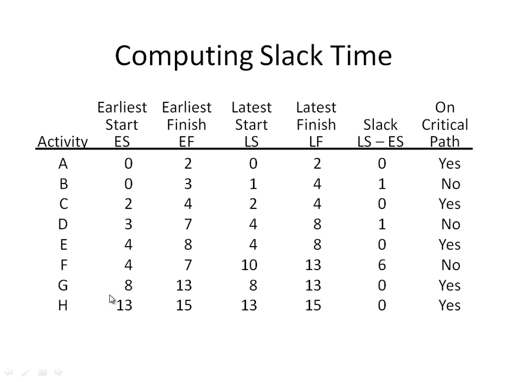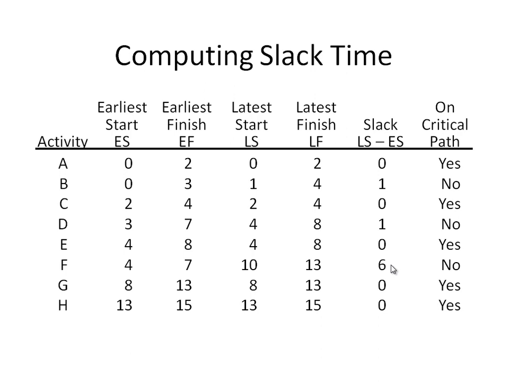This is the earliest start, earliest finish, latest start and latest finish for each activity. We subtract and you can find that B has a slack of 1 week, D has a slack of 1 week, and F has a slack of 6 weeks. Slack means we don't have to start right away; we have time to slack in this activity. Delay it a little bit, but not too much.